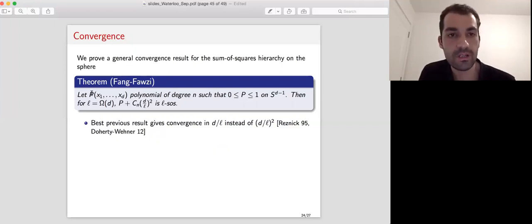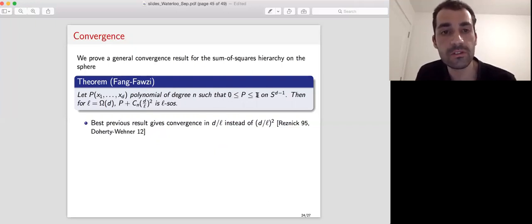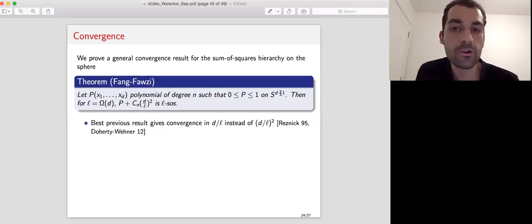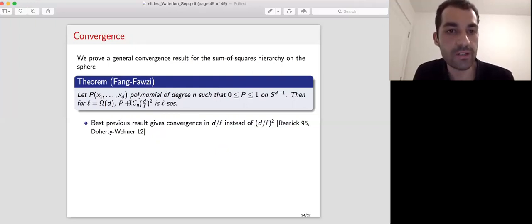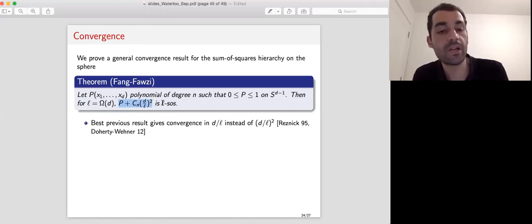If P is a polynomial that's non-negative and at most 1 on the sphere, we cannot hope that P is going to be a sum of squares. There are examples of polynomials that are non-negative but not a sum of squares. But what we can show is that if you add a small constant to it, a constant that only depends on the degree, C_n times d over L squared, then this new polynomial is going to be L-SOS.